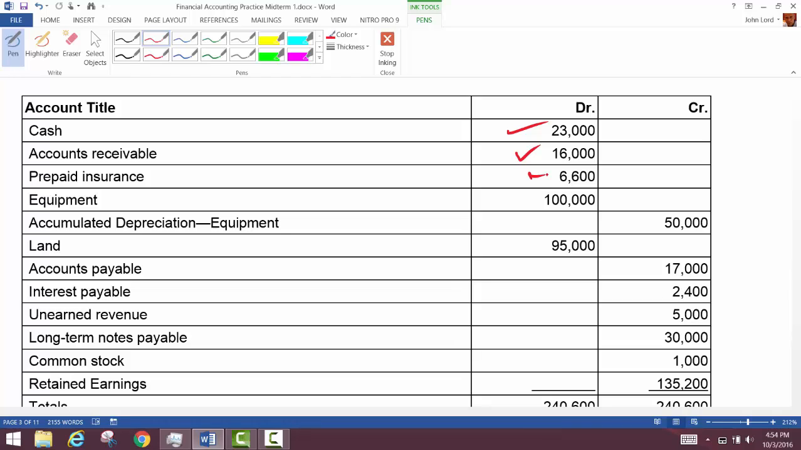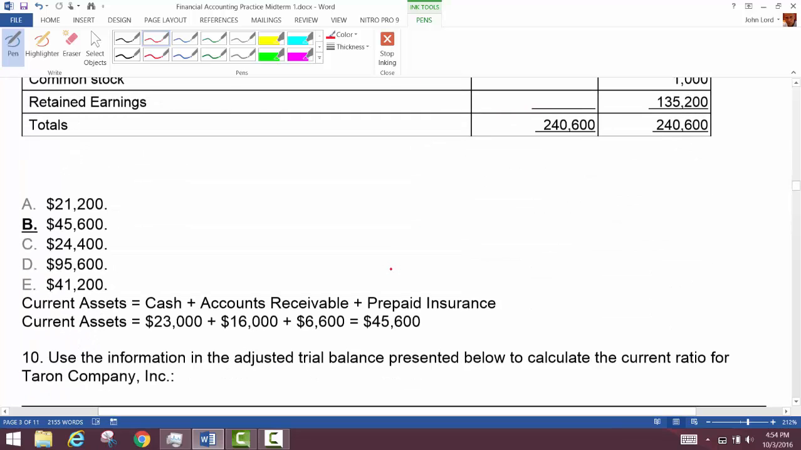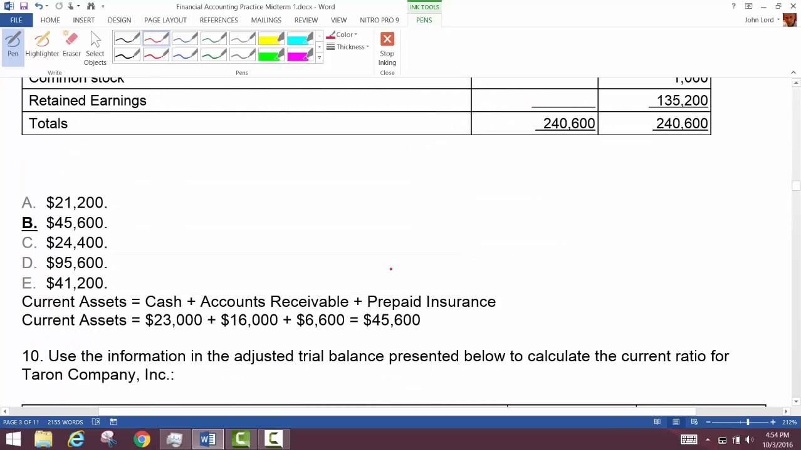How about equipment? Current asset? Okay, what? Equipment is something that we're probably going to have for a while, right? Buy a piece of machinery, you're expecting it's going to last you 5 years or something like that, right? Okay, so equipment typically is not. The accumulated depreciation on the equipment is a contra asset to that, so it is not either. Land will probably be around forever, right? Okay, so what's the answer here? 23 plus 16 plus 6,600, right?